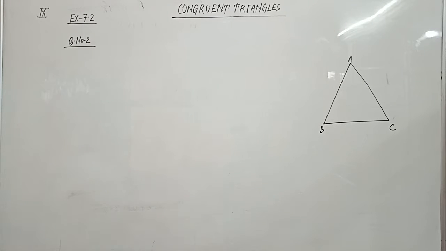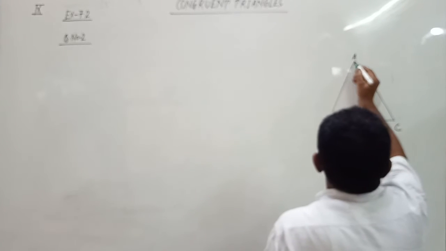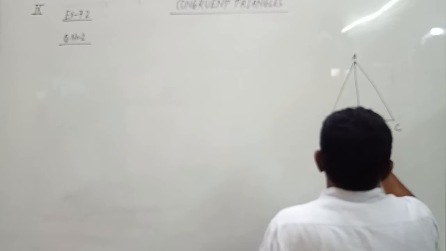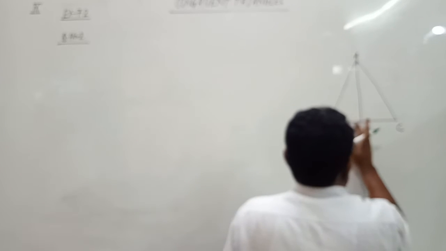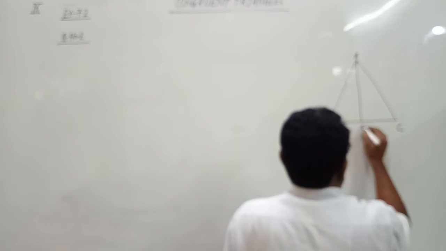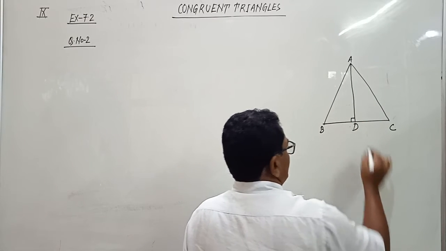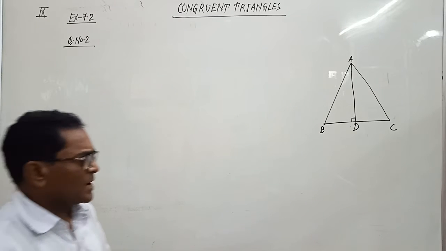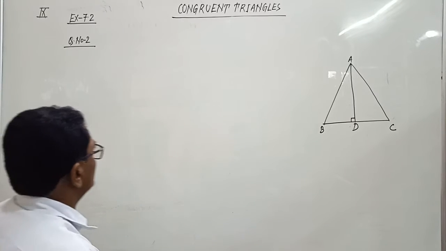In triangle ABC, AD is the perpendicular bisector of BC. Perpendicular bisector means BD equals CD, and AD is at 90 degrees. AD is perpendicular to BC.